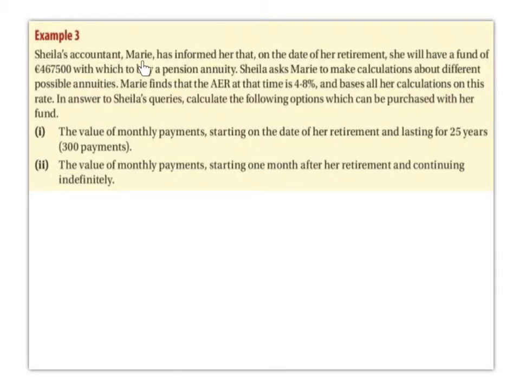Sheila's accountant Mary has informed her that on the date of her retirement she will have a fund of €467,500 with which to buy a pension annuity. Sheila asks Mary to make calculations about different possible annuities. Mary finds that the AER at that time is 4.8% and bases all her calculations on this rate. In answer to Sheila's queries, calculate the following options which can be purchased with her fund.